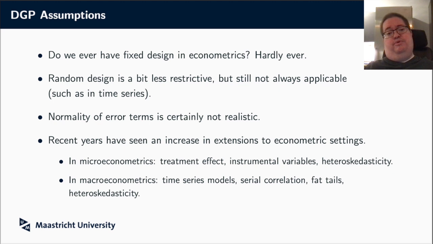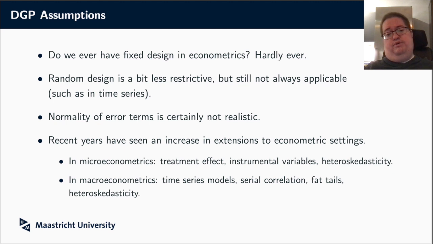Then most of the theory relies actually on normality of error terms, and if not normality, then at least something which has as thin tails as the normal distribution. So this is definitely not realistic, given that in many forms of economic models we have fat tails or outliers, heteroscedasticity, you name it. Now, thankfully there has been quite a lot of extensions of the lasso to econometric settings, so it's become really popular in recent years.